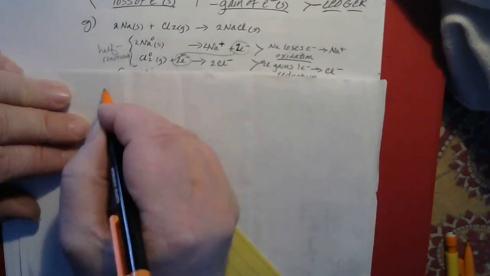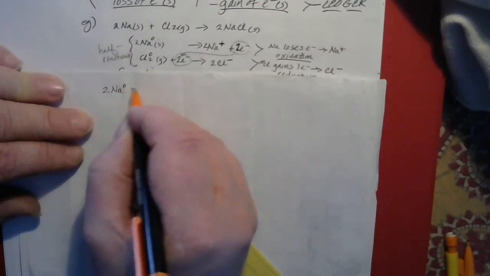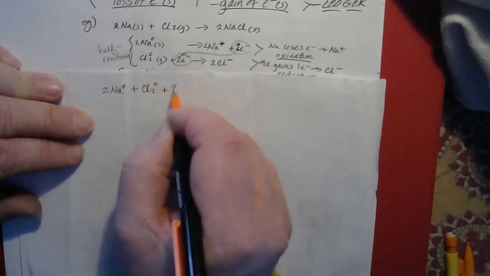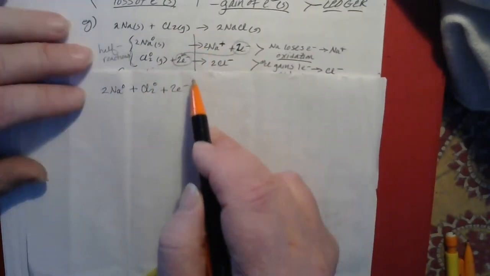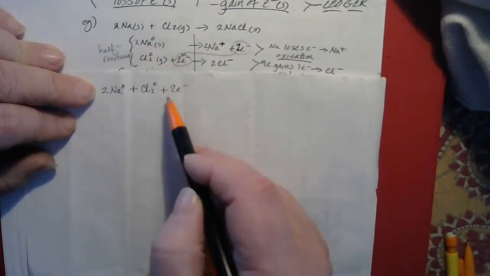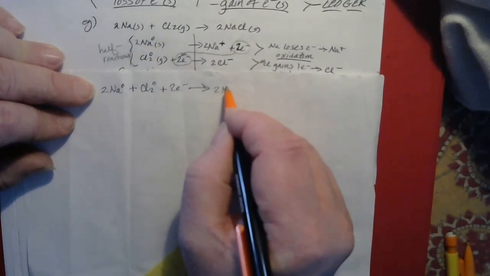And in practice, when you add together the oxidation and reduction half reactions, you get the overall reaction. Because look what happens when you take 2Na with no charge plus Cl2 with no charge plus 2 electrons. So we're basically dividing these 2 half reactions at the arrow and adding up everything before the arrow and everything after the arrow.